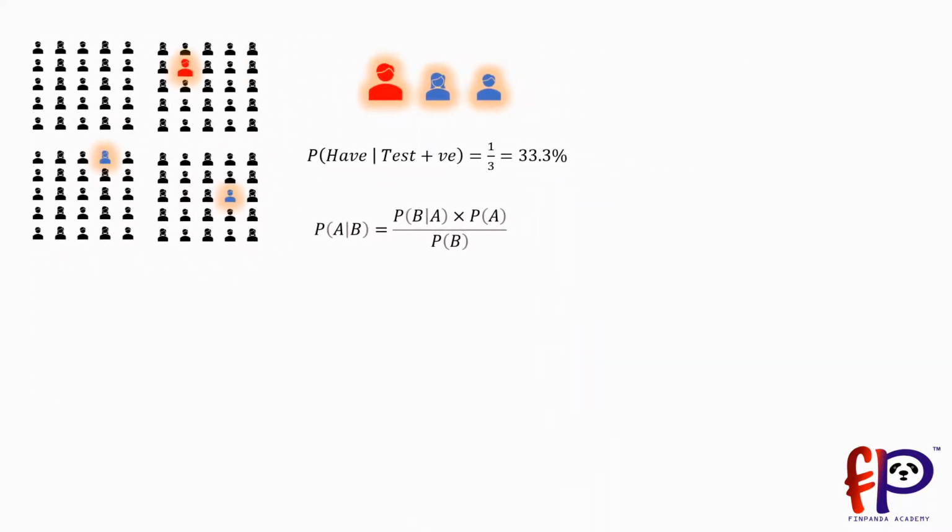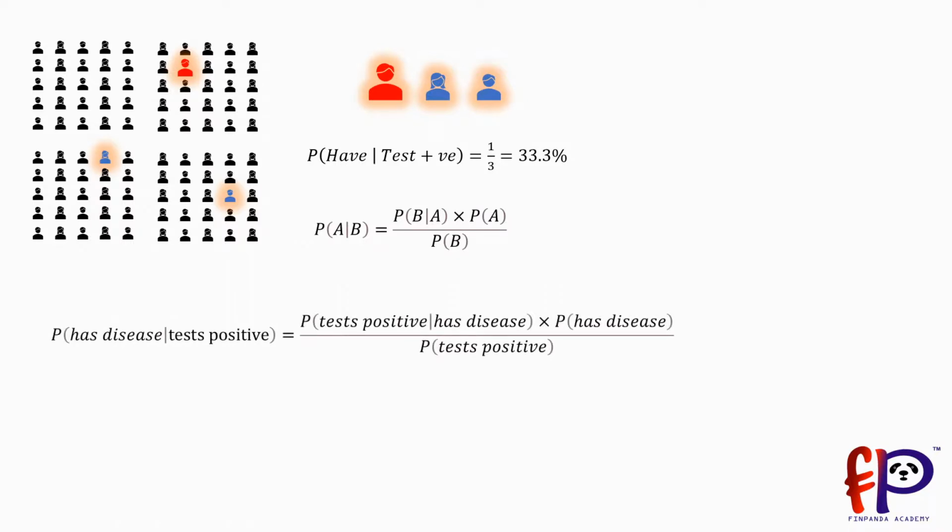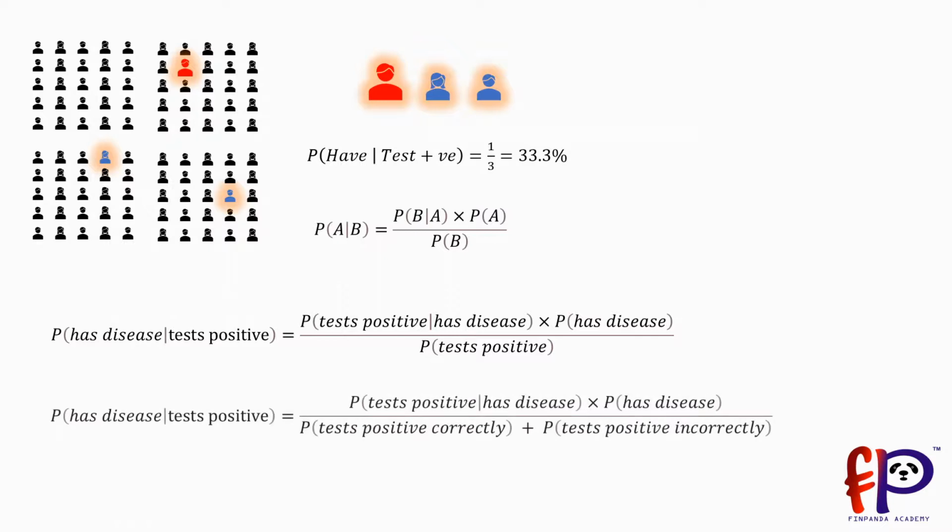In our medical test example, this is how this expression is going to look. The probability that someone has the disease given that someone tests positive is equal to the probability that they test positive given that they have the disease multiplied by the probability that someone has the disease as a whole in the population, divided by the probability that someone tests positive. The denominator portion here can be split further into the probability that someone tests positive correctly and the probability that someone tests positive incorrectly.